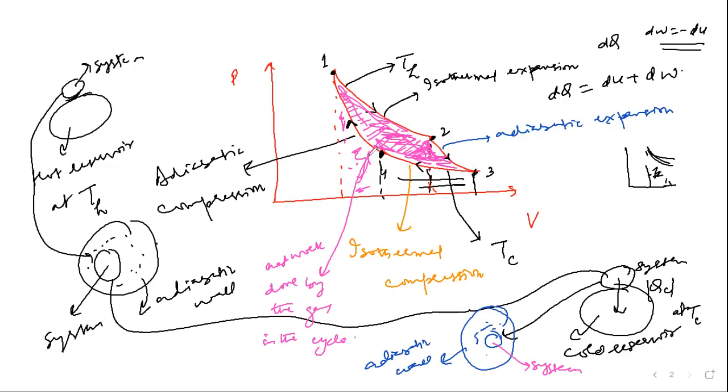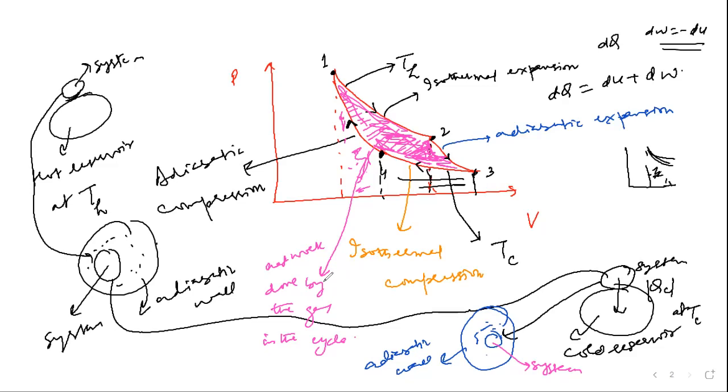Then it is brought in contact with the cold reservoir. During that compression, heat rejection takes place. Then again, it is adiabatically compressed in order to increase its temperature. Work is done on the system. So during the whole cycle, the area enclosed within the loop is equal to the net work done by the gas in the cycle, right?